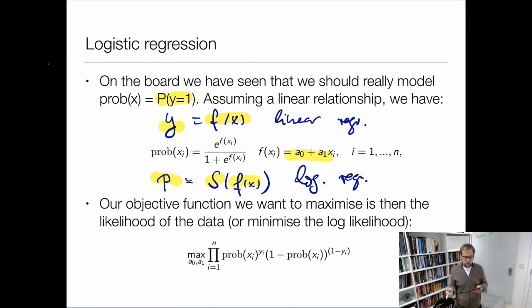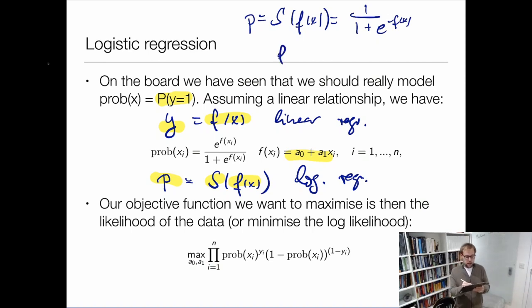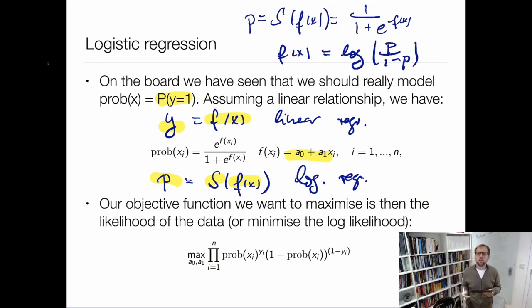And you might also ask me, why is it called logistic regression? It is because of this term here, p equals s of f of x. If I write out this function, p is equal to s of f of x, which from the last slide is just 1 divided by 1 plus e to the minus f of x. So if I just solve this expression for f of x, I will get f of x is equal to the logarithm of p divided by 1 minus p. You can just very quickly solve it. And this function here is sometimes called the logit function.